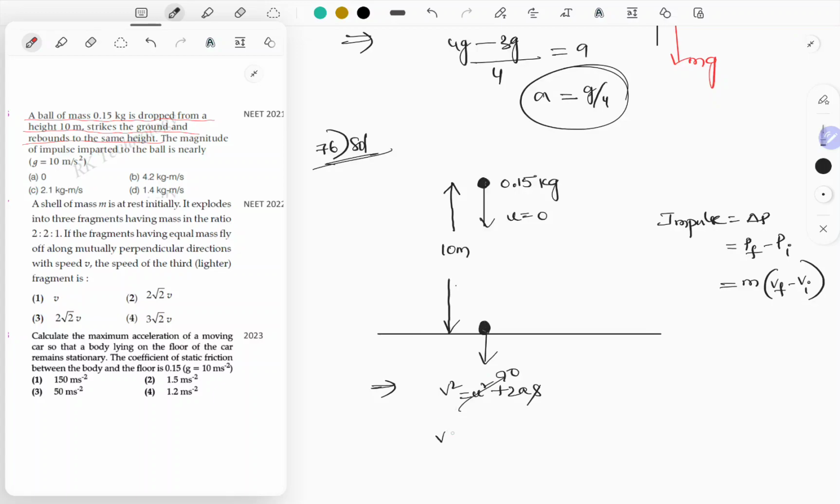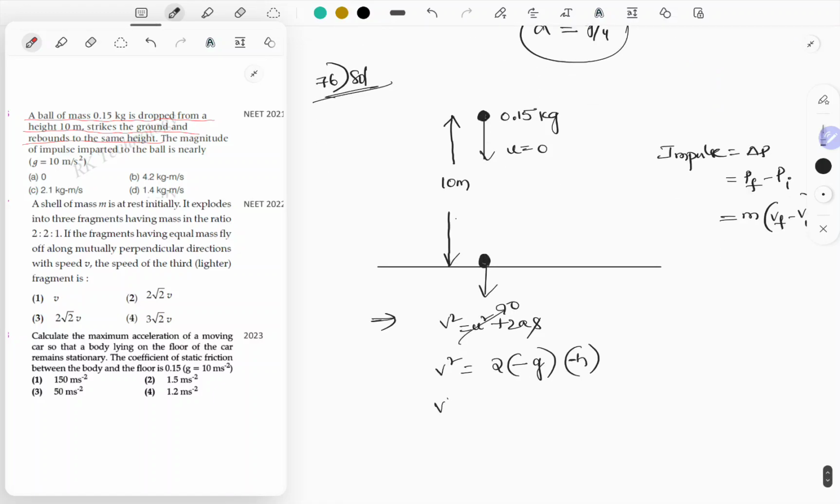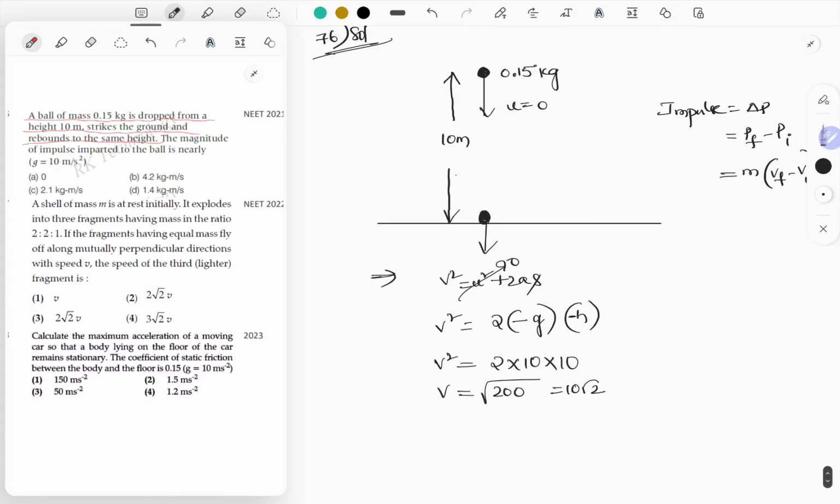Initial velocity is equal to 0, then v square is equal to 2 g h, in motion in a straight line. I'm just following the reference directions. Since the object is moving downward, h is minus h, so v square is minus into minus, plus 2 into g value given, h value is 10. Then v is equal to root of 200, which is equal to 10 root 2. This is going to be the velocity with which it is going to hit the ground.